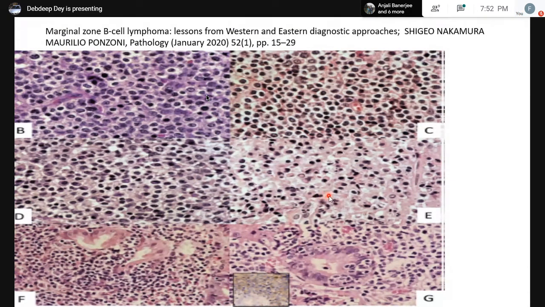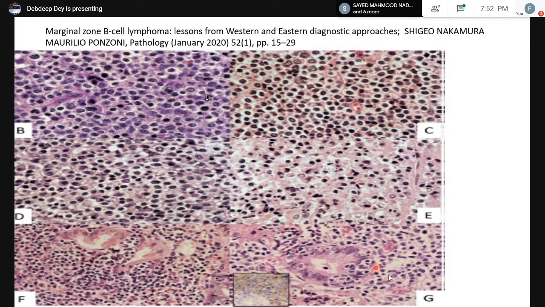Then you have a prominent plasma cell differentiation with Dutcher bodies, as you can see here, these intranuclear inclusions. And when you get to plasma cell differentiation, the other thing that comes in is a plasma cell neoplasm involving an extranodal site. Then there are these classical lymphoepithelial lesions.